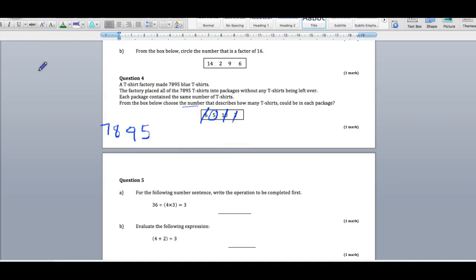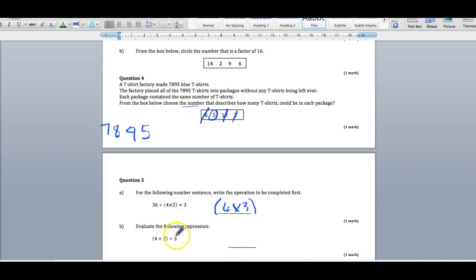All right, question 5. For the following number sequence, write the operation to be completed first. So I did expect 4 times 3, but a few of you did just write the multiplication sign, so I still gave you a mark. Some of you worked out the answer and wrote it here, and I thought, well, if you can write that, then I'll give you the mark as well. But make sure you read the question properly and just see what it is actually asking.